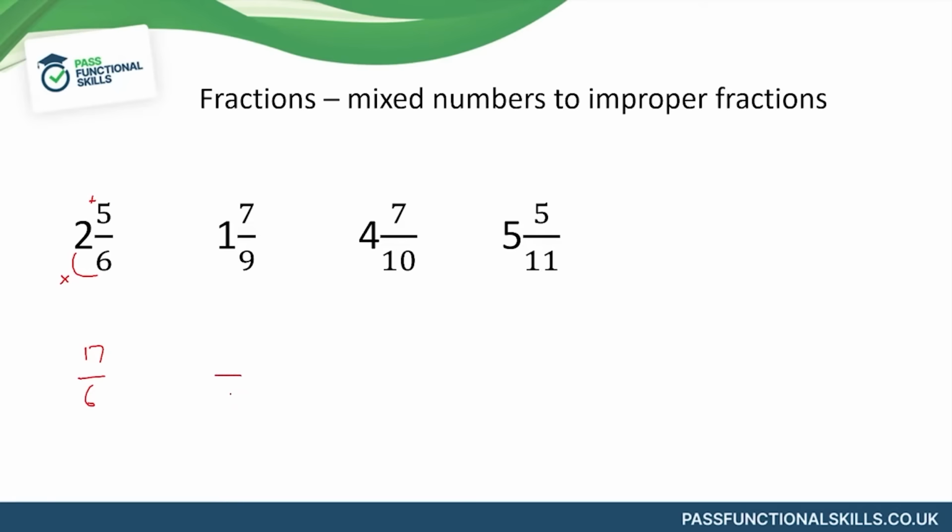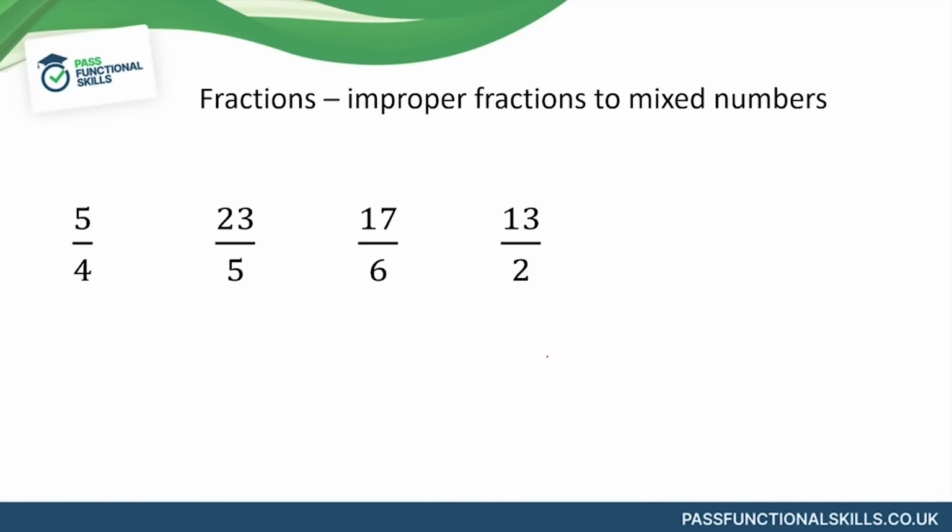1 and 7/9, how many ninths is that? Well, that's 1 times 9, which is 9, plus 7, which is 16, so 16 over 9. How many tenths is 4 and 7/10? Well, it's 4 times 10, which is 40, plus 7, which is 47 over 10. And how many elevenths is 5 and 5/11? Well, that is 5 times 11, which is 55, plus 5, which is 60. So 60 over 11.